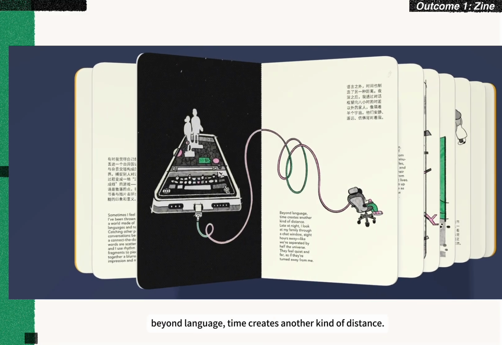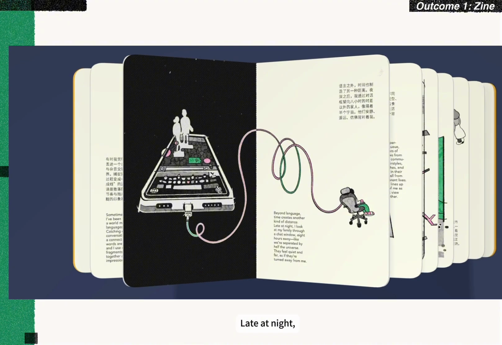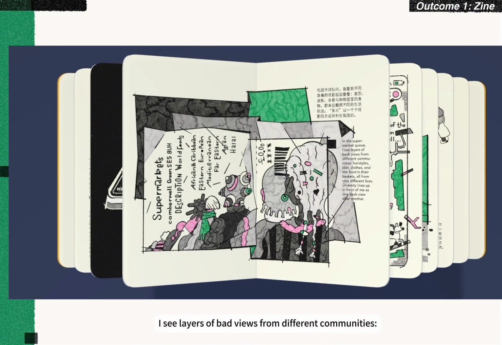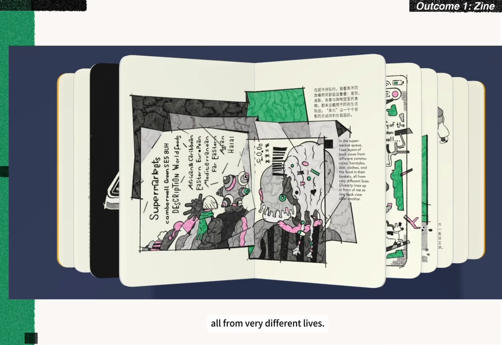Beyond language, time creates another kind of distance. Late at night, I look at my family through a chat window at hours away, like we are separated by half the universe. They feel quiet and far, as if they are turned away from me. In a supermarket queue, I see layers of back views from different communities: hairstyles, skin, clothes, and the food in their baskets, all from very different lives.